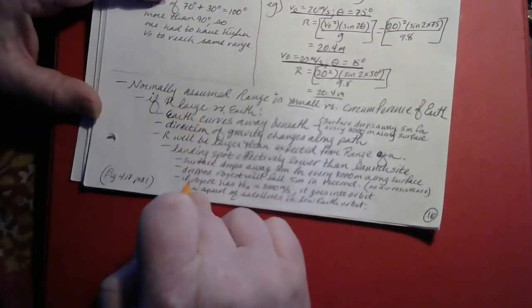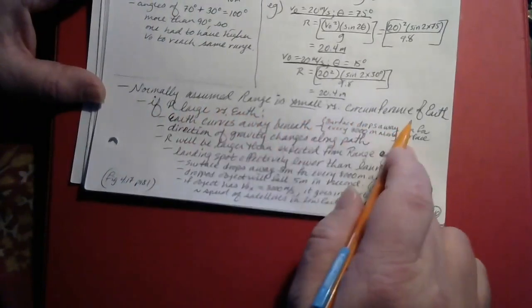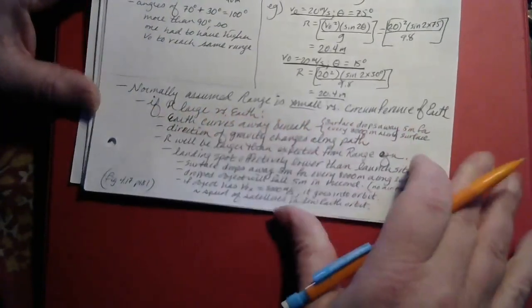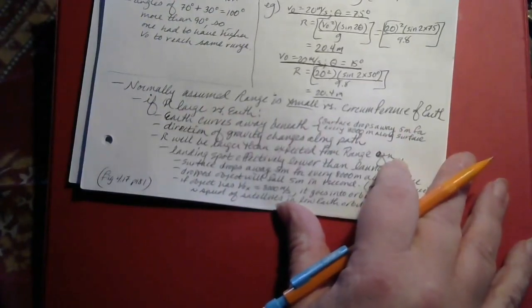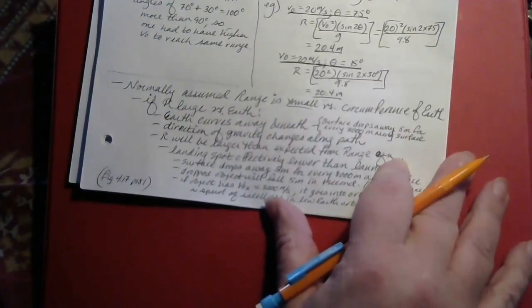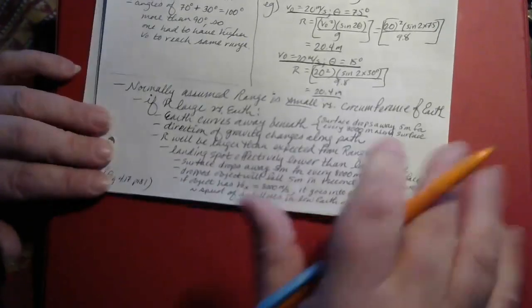There's also a section on our assumptions about how big the range is compared to the Earth. Normally, we would assume that the range is small compared to the circumference of the Earth. And also, we tend to assume that the projectile is going to be in the air for a short enough period of time that the Earth will not have moved significantly under it while it was in the air. And in large scale situations, that may not always be the case.